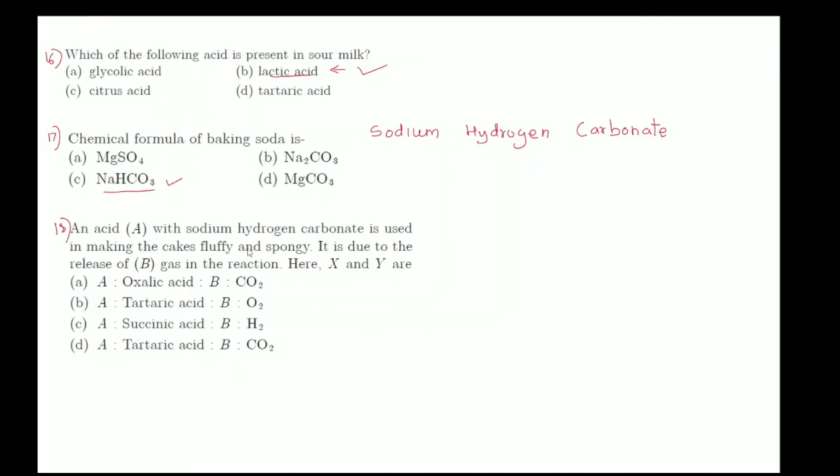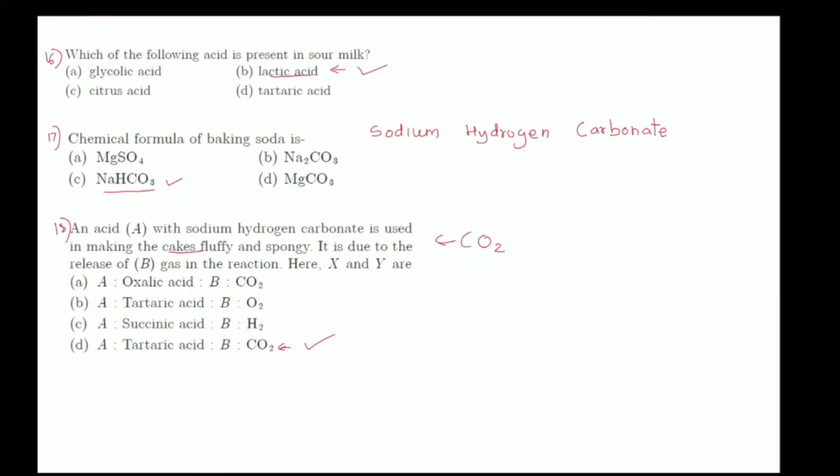First of all, for baking of cake, we either use baking soda or baking powder. Baking powder contains tartaric acid, and when baking powder is mixed, it releases carbon dioxide gas, which makes the cakes very spongy. So the answer is tartaric acid and carbon dioxide, option number 18. Yes, this is the correct answer.